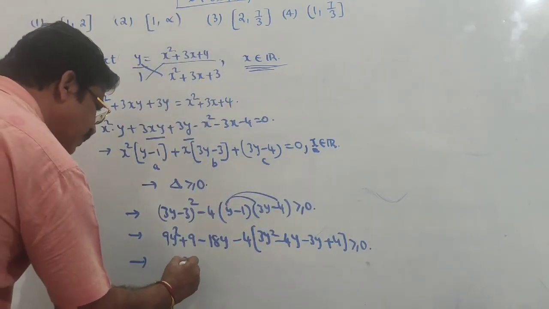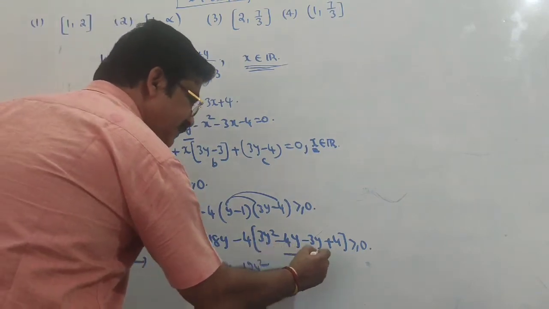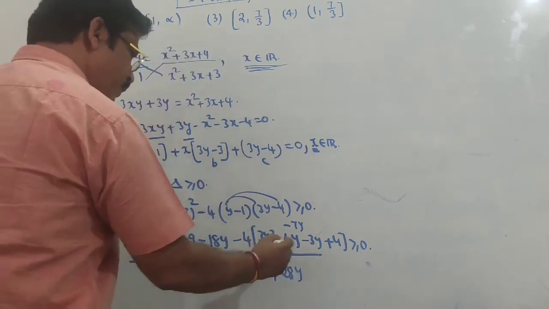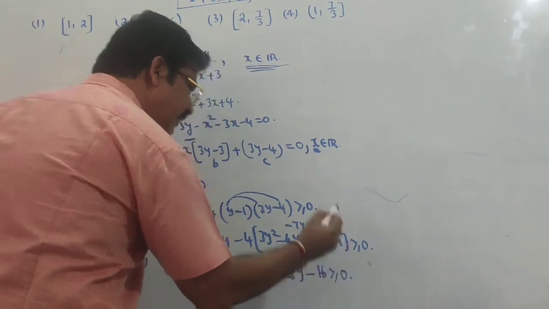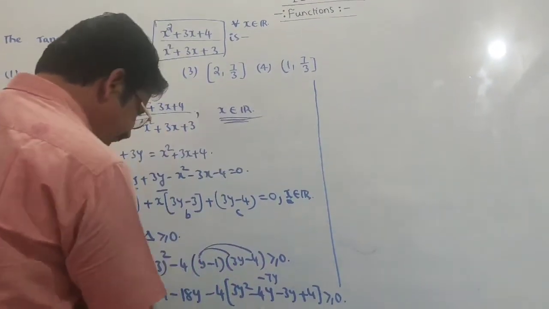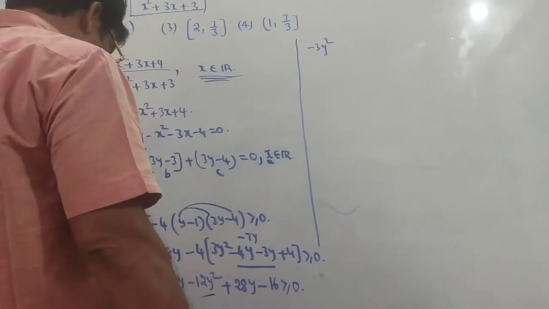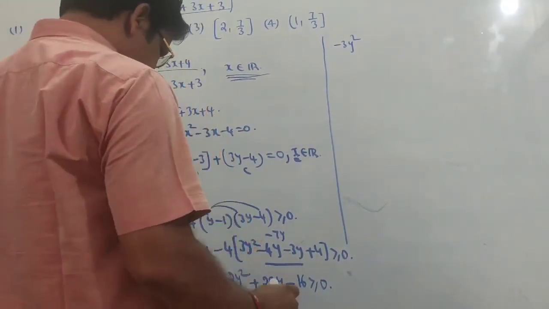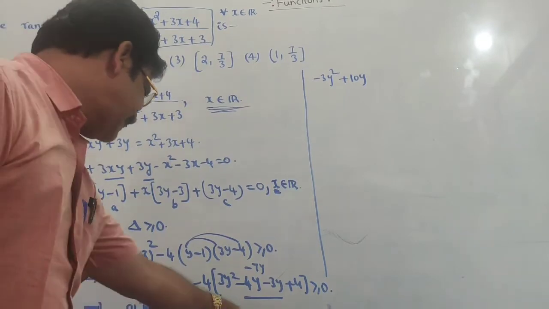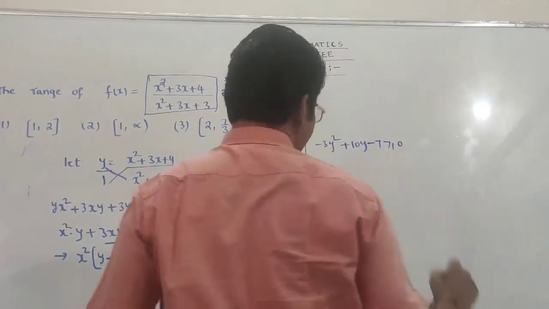multiplied by minus 4y, next minus 3y plus 4, is greater than or equal to 0. So 9y square plus 9 minus 18y minus 12y square, next minus 7y, minus into minus plus 28y minus 16, is greater than or equal to 0. Look at the board. How many y squares are there? Minus 3, so this is minus 3y square. How many y's are there? Minus 18 plus 28 plus 10, so it is plus 10y. How many constants are there? Minus 16 plus 9 means minus 7. It is minus 7 is greater than or equal to 0.